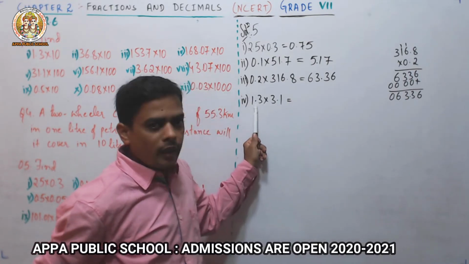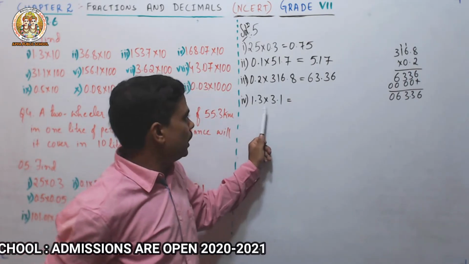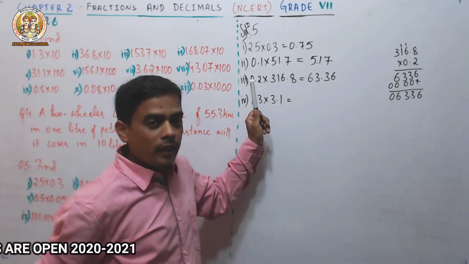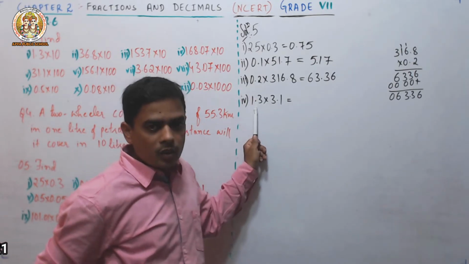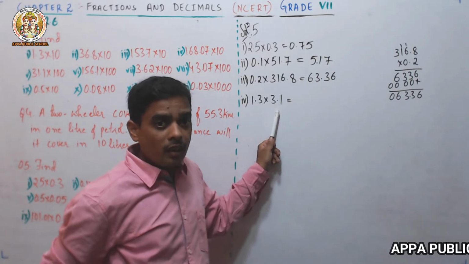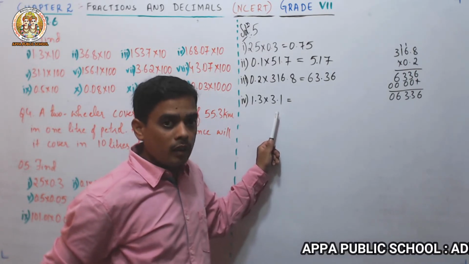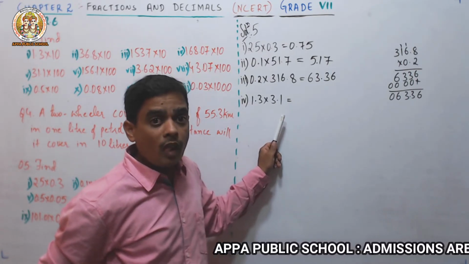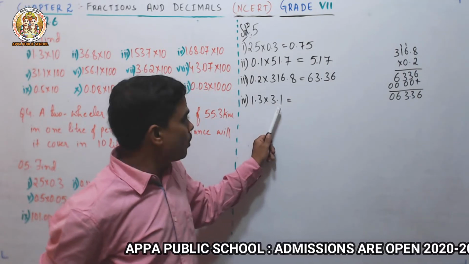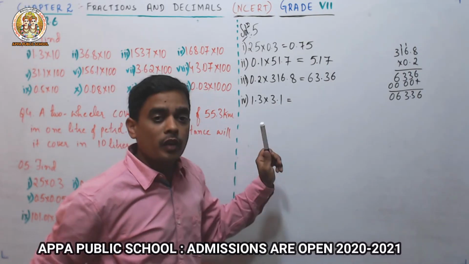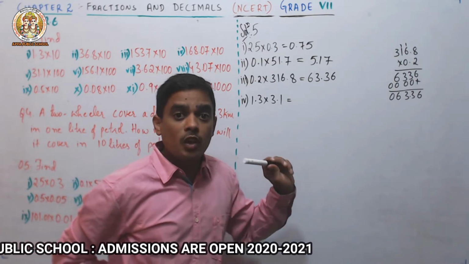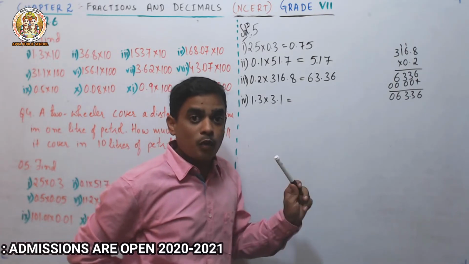So here also the number is 1.3 into 3.1. If you know the 13 table, you can multiply directly. 13 ones are 13, 3 carry 1, 13 2s are 26, 13 3s are 39, 39 plus 1, 40. The answer will be 40.3. 40.3 means how many numbers are there here? 1, 2. Therefore the answer will be 4.03.